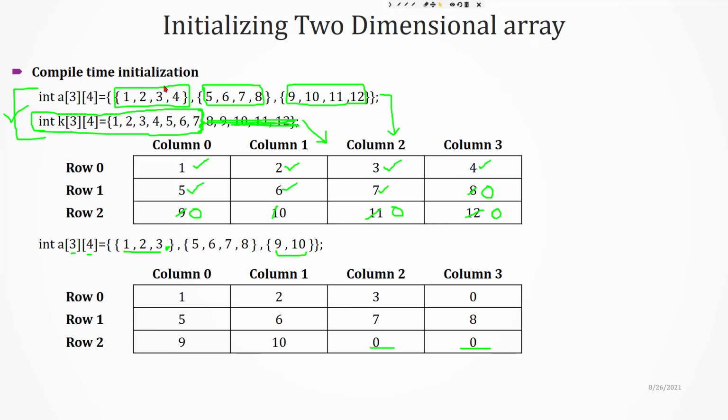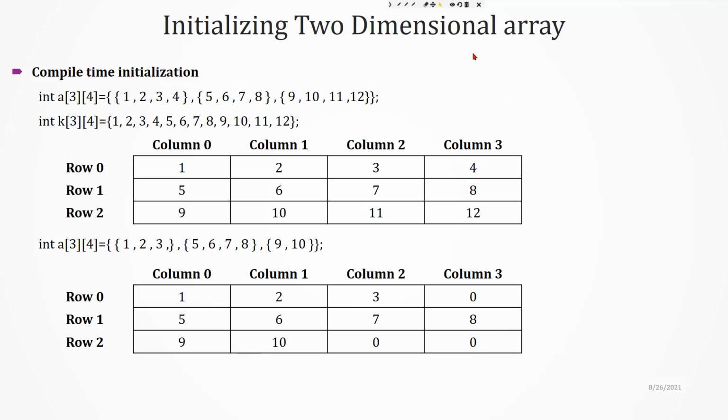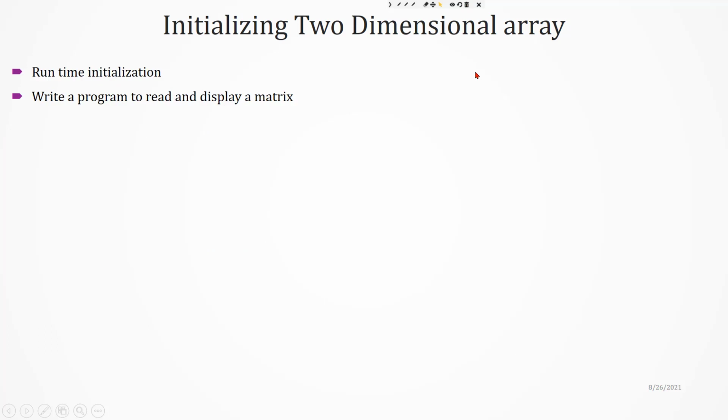So this is compile time initialization. So what will be next? Next will be runtime initialization. Write a program to read and display a matrix.